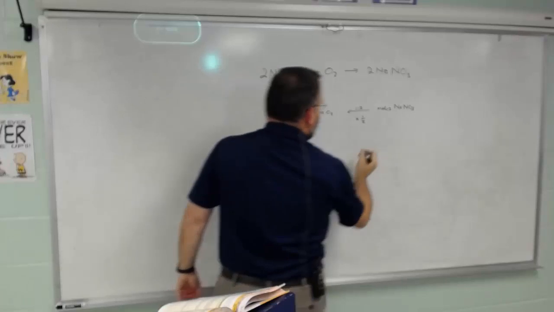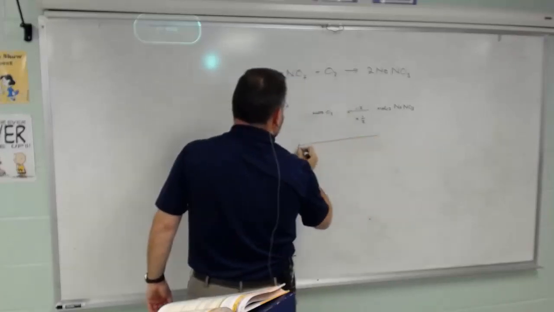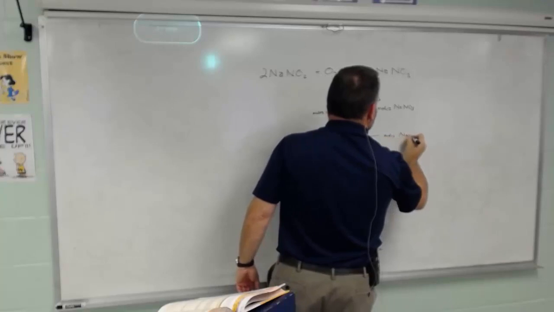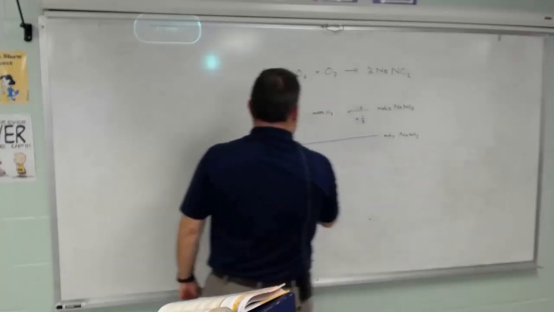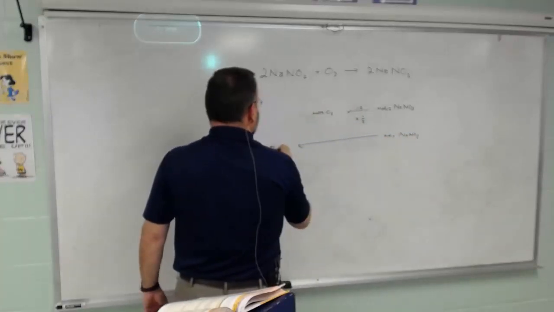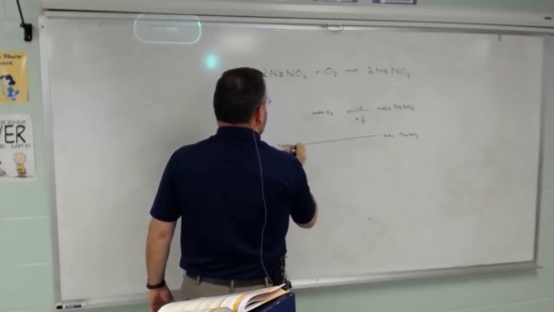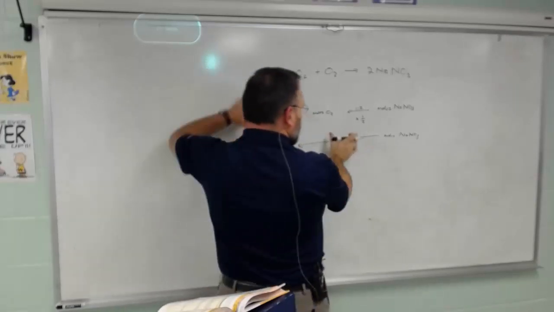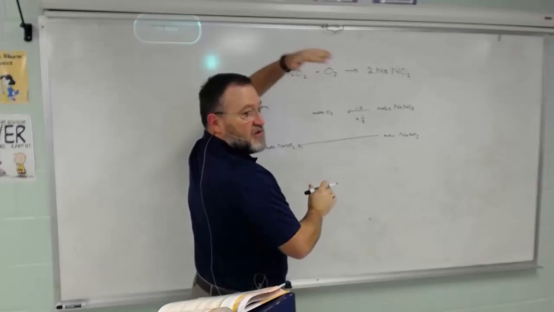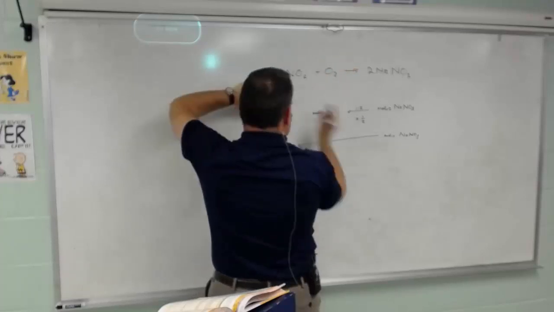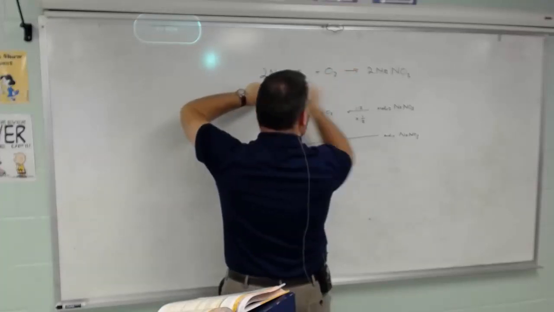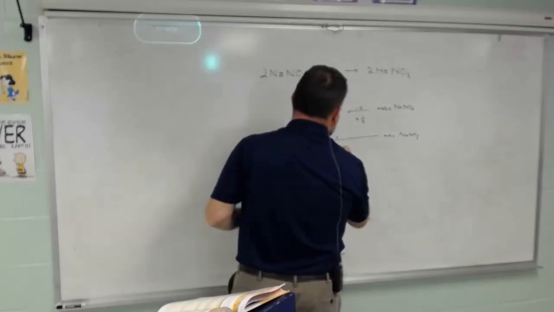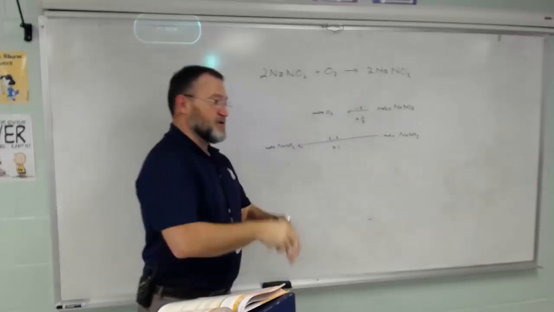And in the same way, going from sodium nitrate over to sodium nitrite, moles of NaNO3 to moles of NaNO2. What is my relationship between the two? Again, I just go back to the balanced equation, stoichiometric coefficients. 2 to 2. The relationship then is a multiplier of 1. In other words, it's the same amount.